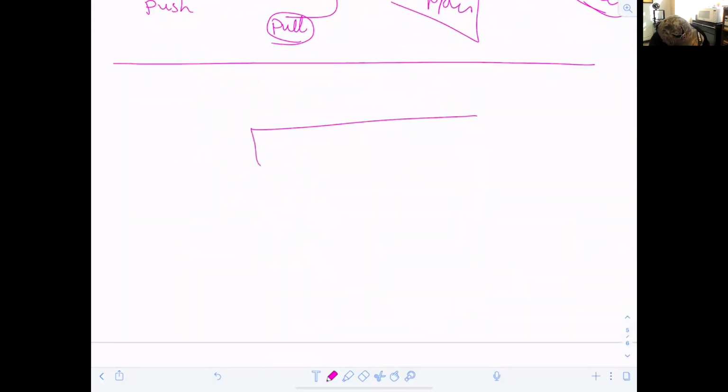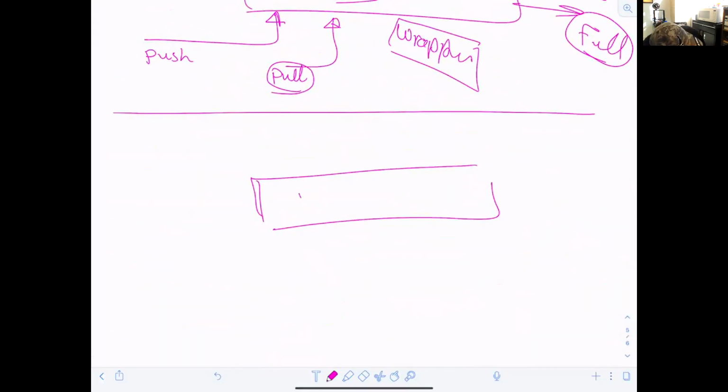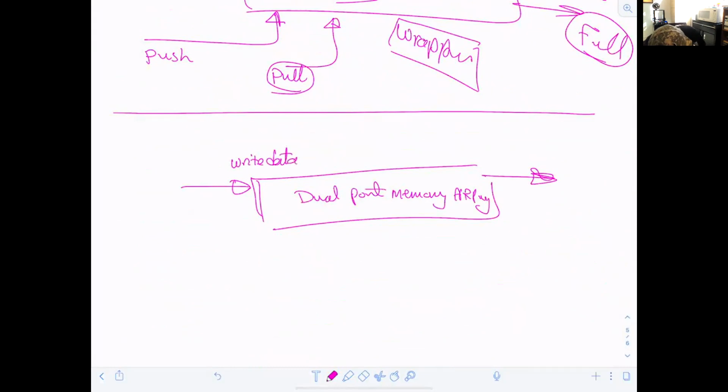So we can make this block of memory. I call it dual port memory array. Why dual port? Because basically we have input and output, right? So I can push, I can get the data from here, and that will be write data, while this is read data.